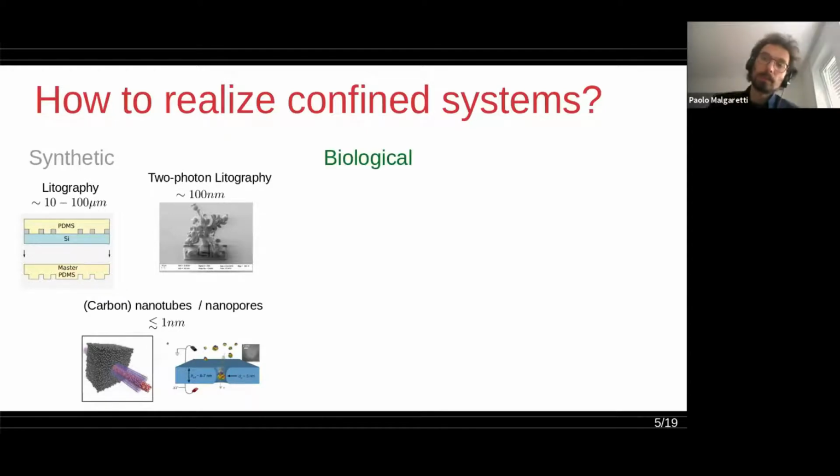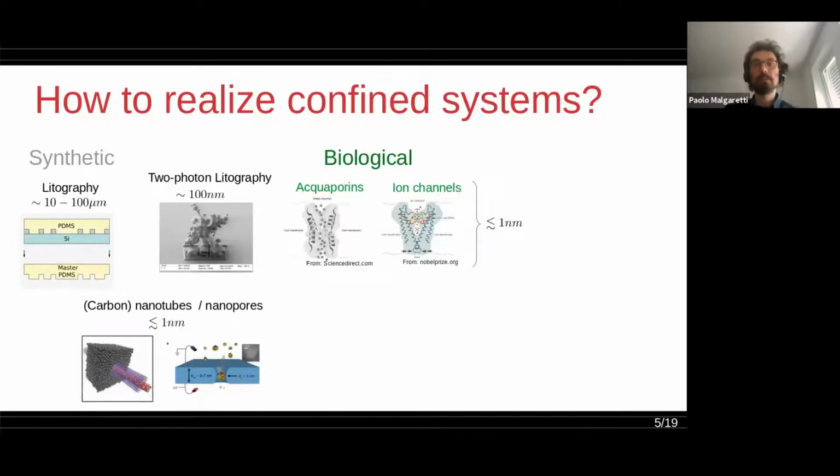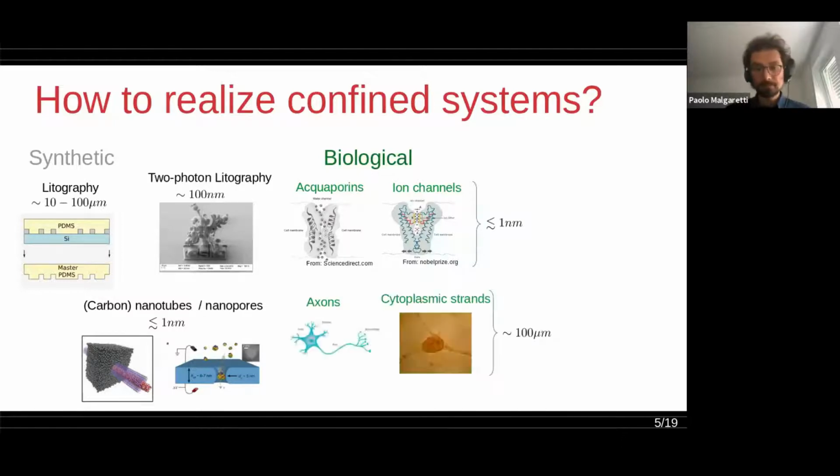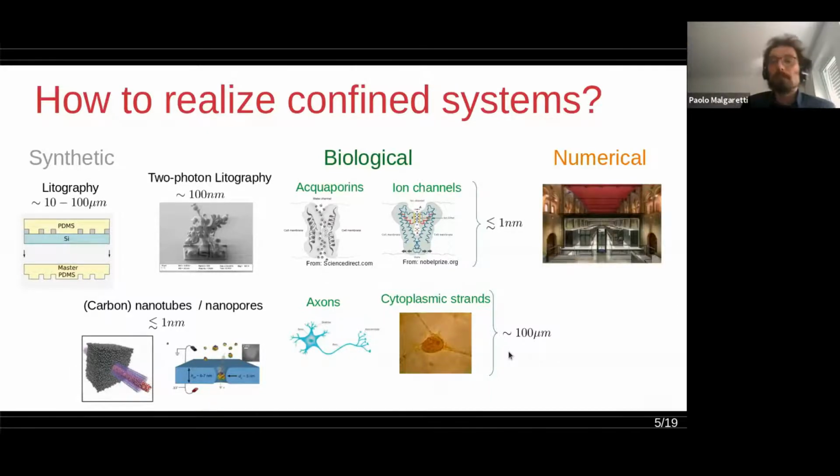On the other hand, you can also think of taking them from nature, from the biological world. And then you have aquaporins and ion channels, whose size typically is a nanometer. Then if you go up with length, you have axons, the axons of our neurons, and cytoplasmic strands that are small pipes depicted here inside plant cells. This is around 100 nanometers. And then eventually you can do it in the computer. This is the supercomputer of Barcelona. It's very nice because it was in a former church. And you can do it numerically. So you can put it in the computer and then you can do it. So these are the kind of ways in which you can study or have confined systems.